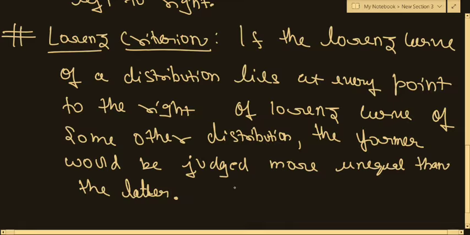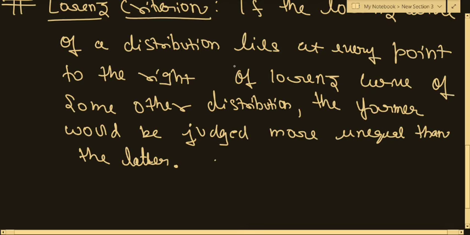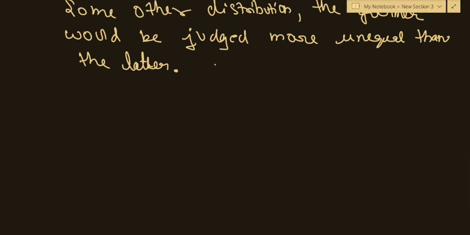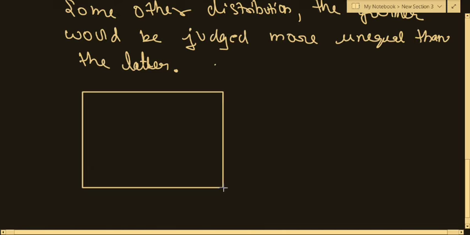Okay, so basically, let us suppose there are two Lorenz curves. If the Lorenz curve of a distribution lies at every point to the right of the Lorenz curve of some other distribution, then the distribution which lies more to the right is more unequal. We saw this point before also. Let's see it graphically now.